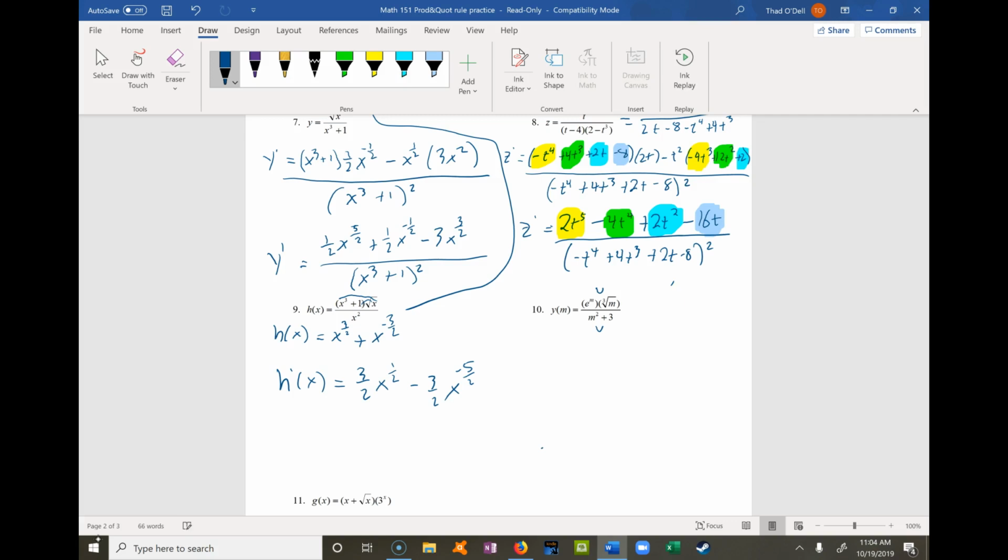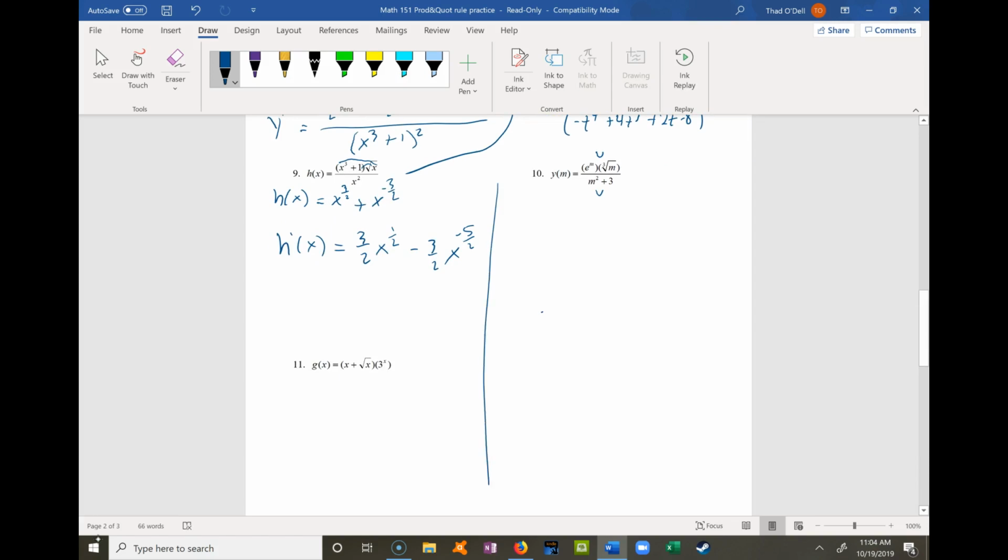Oh man, I don't have enough room here, doggone it. Well, let's see, we're going to make it a lot bigger. Okay, so I'm going to say the derivative of u is e to the m times the derivative of that, which would be 1/3 m to the negative 2/3, plus the derivative of e to the m, which would be e to the m, times m to the 1/3. So that's the derivative of u, or the top. The derivative of v, or the bottom, would just be 2m.